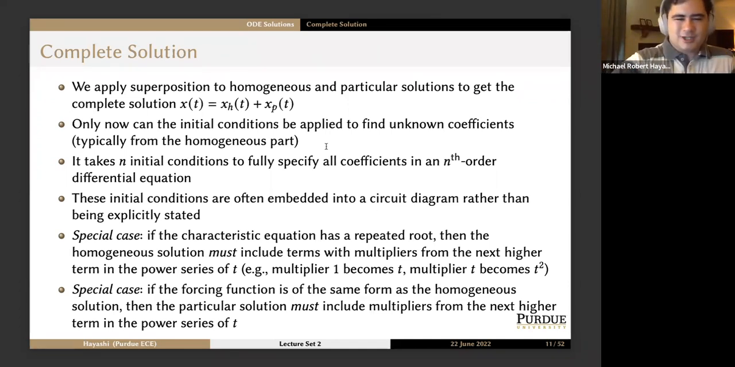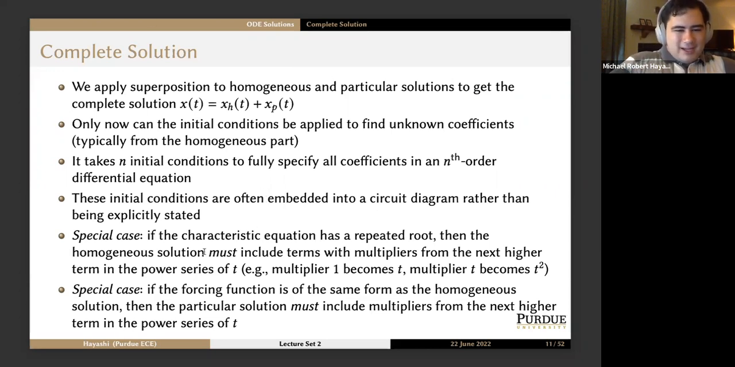So these initial conditions are often embedded into a circuit diagram rather than being explicitly stated. For us, the circuit diagram is going to say what the initial conditions are and what the ODE is. So we sometimes have to imply it from certain things being stated or not being stated.